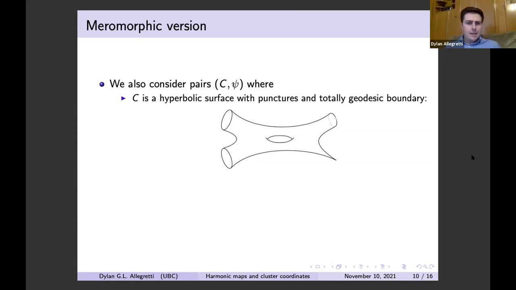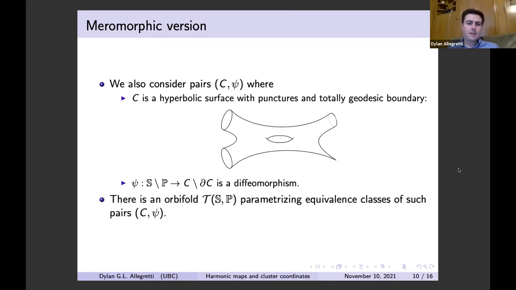All right, and so then psi is similar to what we had before. It's the marking of the surface, but now it's a map from a punctured surface into the interior of this hyperbolic surface. So it's the same sort of thing we had before. I'm just allowing my hyperbolic surfaces now to have boundary and punctures. So that's the setup, and there is a space parametrizing equivalence classes of these pairs. It in fact has the structure of an orbifold, and it'll be denoted T of SP.